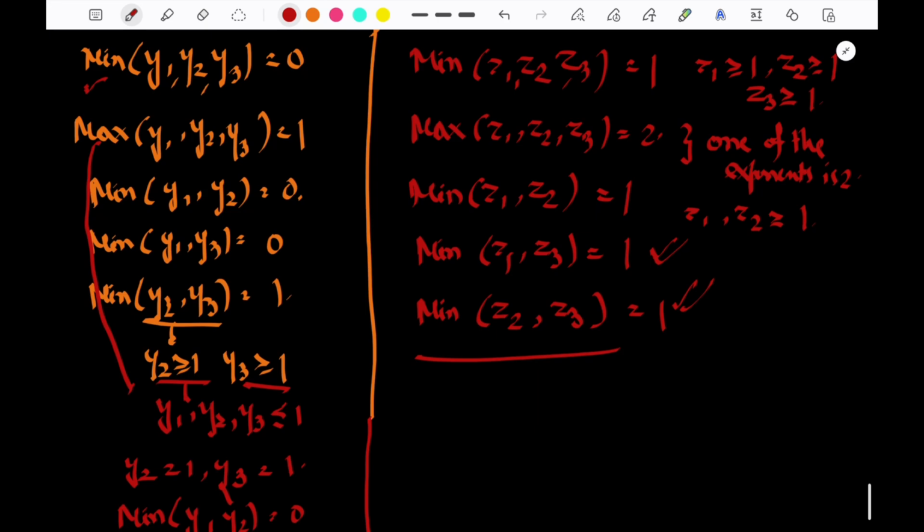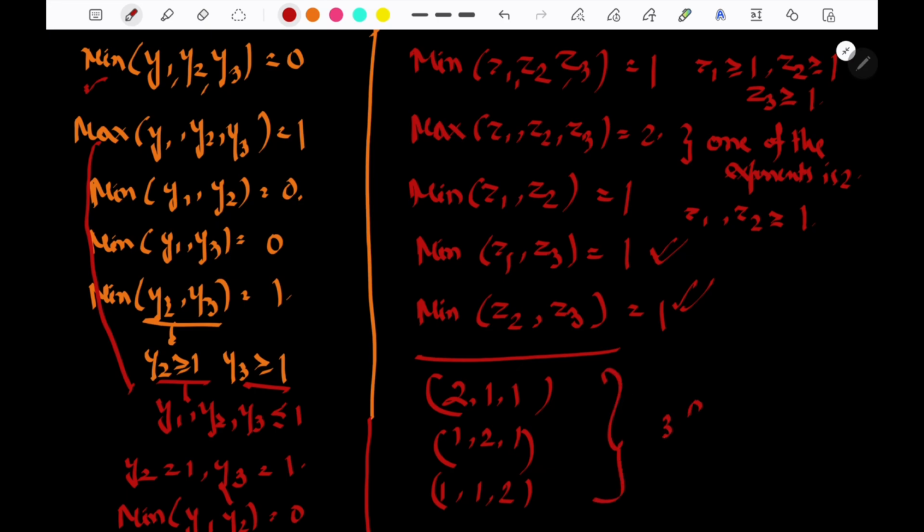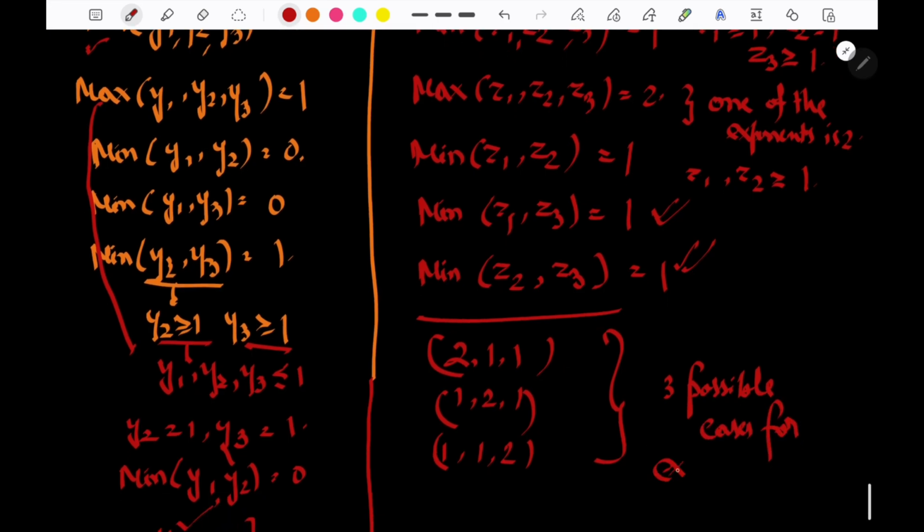But they can have the cyclicity. It means 2, 1, 1 can be one of the cases, 1, 2, 1 can be one of the cases, and 1, 1, 2 can be another case. Done. So these are the three possible cases for exponents of 5.